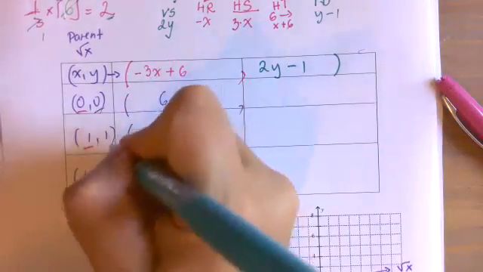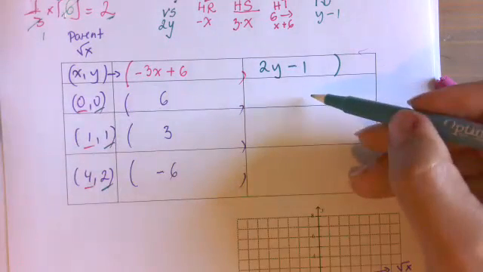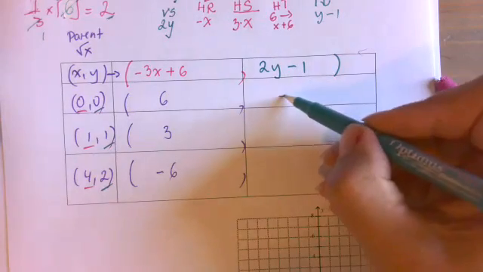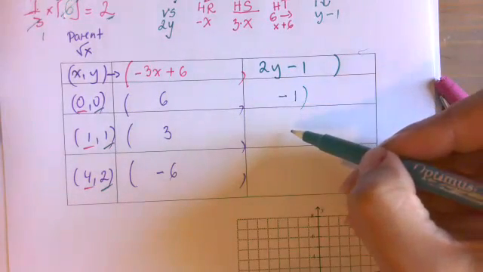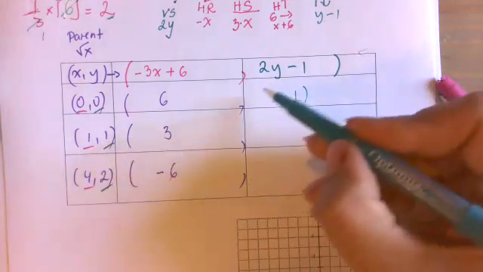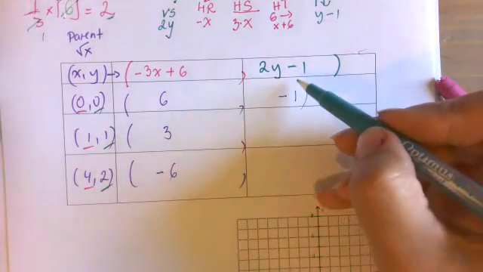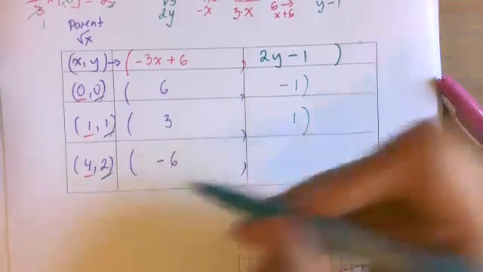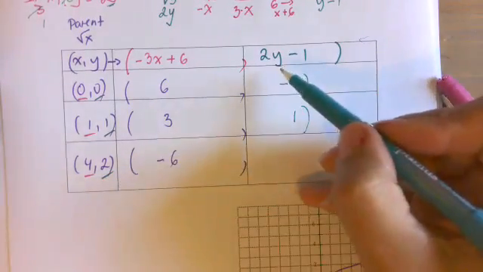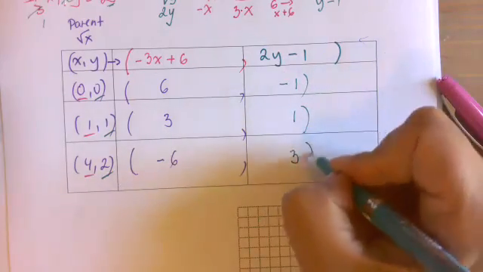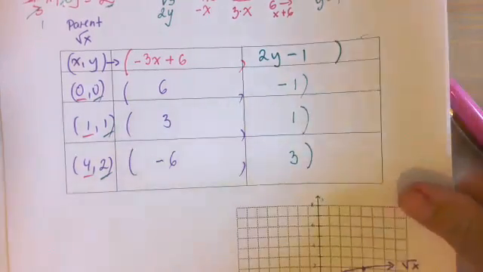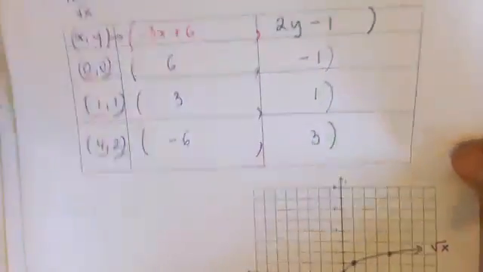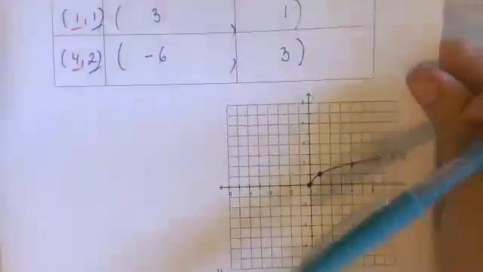Now we're going into the y's, for the y coordinates calculations. 2 times 0 is 0, minus 1 is negative 1. 1 from here, 2 times 1 is 2, minus 1 is 1. 2 from here, 2 times 2 is 4, minus 1 is 3. So our points are 6, negative 1; 3, 1; negative 6, 3.